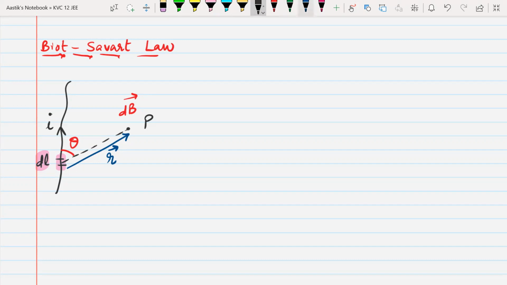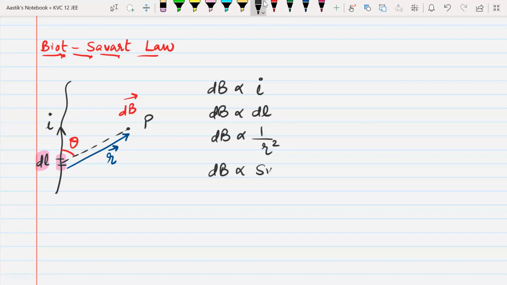Biot and Savart discovered that the small current carrying element will create a magnetic field dB that is directly proportional to I, directly proportional to dl, and therefore proportional to I dl, the current carrying element. This dB is inversely proportional to r square. Everyone following me, yes or no? And this dB is also proportional to sine theta. If theta is 0 or theta is 180, the magnetic field actually becomes 0.